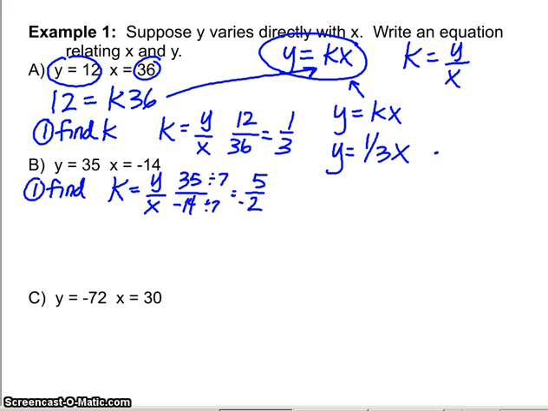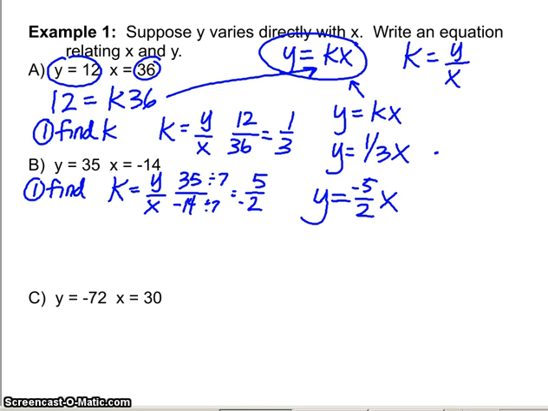Remember, it doesn't matter where you put that negative sign, as long as you just have one of them. And now that you have your k value, simply rewrite your equation using y equals, but instead of k, plug in your k value multiplied by x. And that's what I'm asking you to do for this.